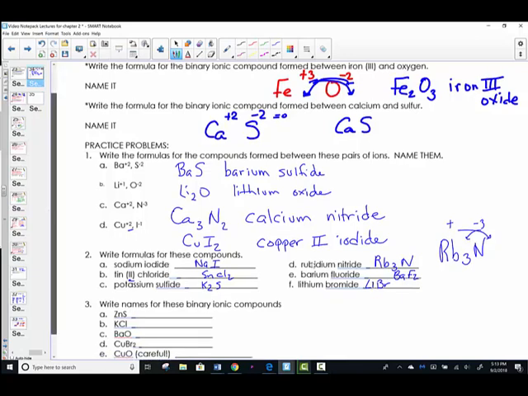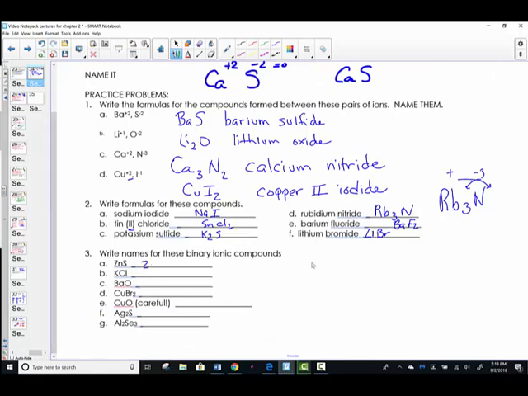When you name them, you say the name of the positive. Check to see if it needs a Roman numeral. Zinc does not, because it's always a plus two. Last one ends in IDE, zinc sulfide. Say the name of the positive, potassium, does not need a Roman numeral. Say the name of the negative, ending in IDE. Say the name of the positive. Check to see if it needs a Roman numeral. It does not. It's a plus two barium. And the negative with IDE, barium oxide.